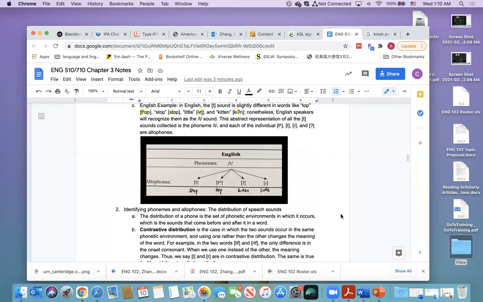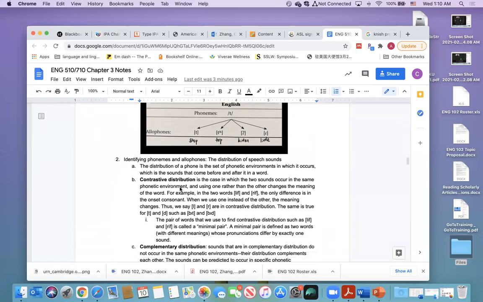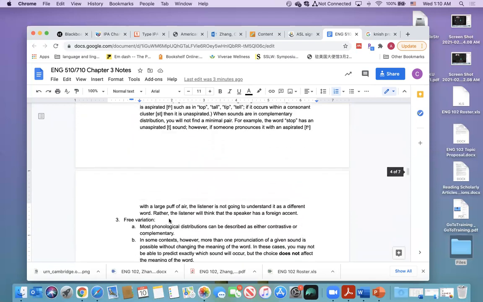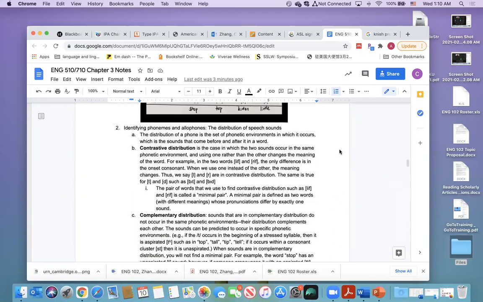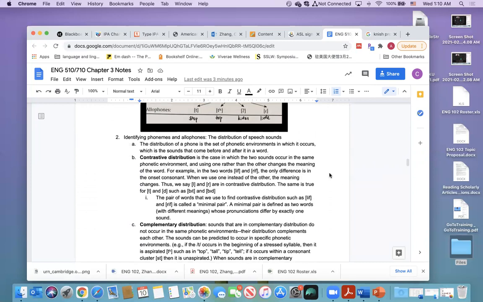To identify phonemes and allophones, we look at the distribution of speech sounds. There are three typical distributions of a phone. They are contrastive distribution, complementary distribution, and free variation. Okay. Contrastive distribution is the case in which the two sounds occur in the same phonetic environment, and using one rather than the other would change the meaning of the word. Okay, so this is really important.